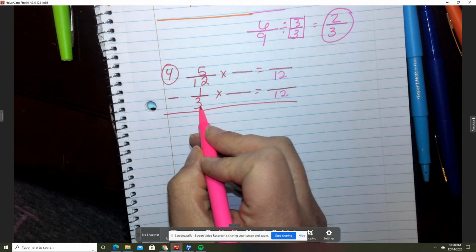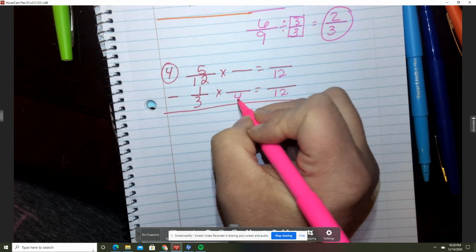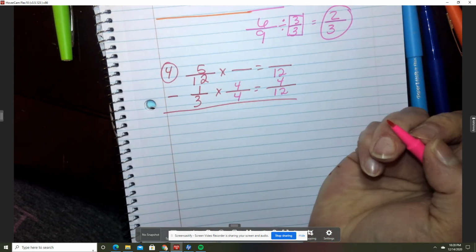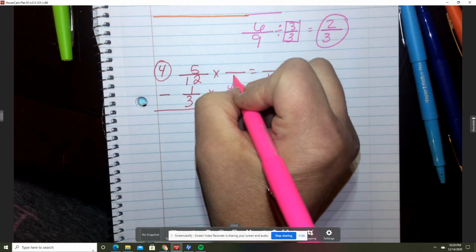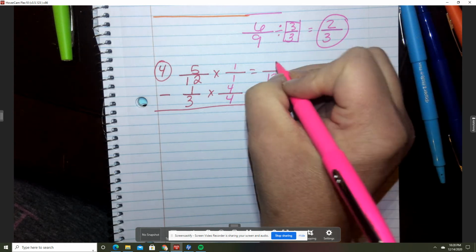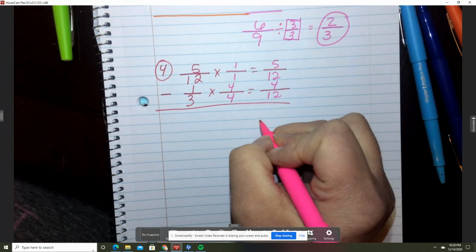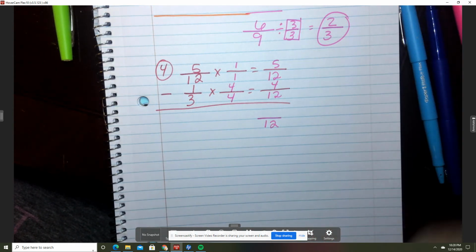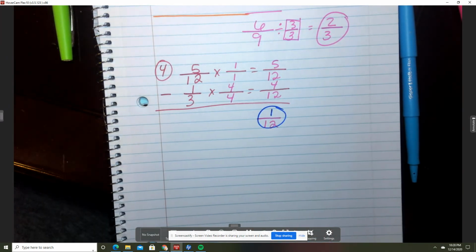Okay. What did I do to 3 to get to 12? Well, you multiplied 3 by 4 to get to 12. And what you do to the bottom, you have to do to the top. 4 times 1 is 4. Look in here, what did I do to 12 to get to 12? Well, you multiplied by 1. And what you do to the bottom, you got to do to the top. All right, we are subtracting. So 12 is my denominator. 5 minus 4 is 1. And you're done. No simplifying there, y'all.